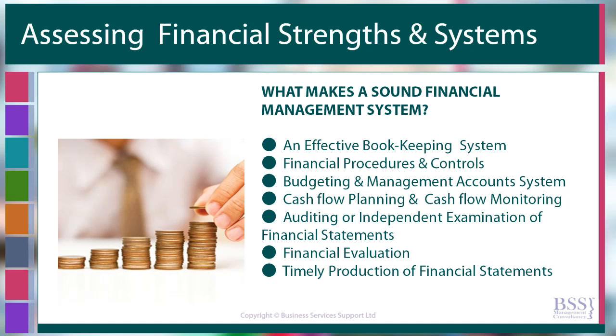For financial management to be effective, the following systems must be present within an organization. A bookkeeping system to promptly and accurately record all financial transactions. Financial procedures and control systems that are known by everyone and supported by senior management officers. Budgeting and management accounting systems for effective planning and control of resources. Cash flow planning and monitoring systems which ensure liquid cash is available to meet ongoing expenditures. Independent auditing systems which provide assurance that the financial statements are reliable for external stakeholders to use in their decision-making. Financial evaluation systems, which measure how funds have been used. And finally, production of timely and accurate financial statements to monitor the financial health of the organization.